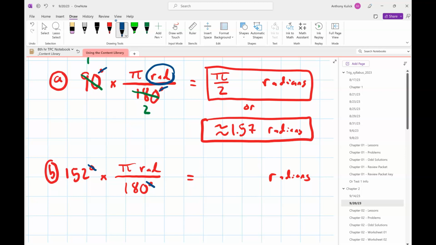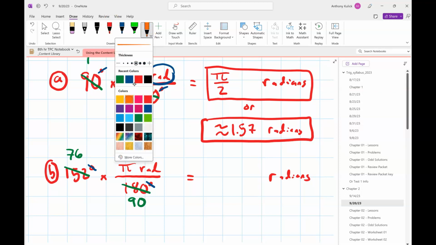So the degrees cancel. And then if I want to reduce 152 over 180, I'm going to look for a common divisor between the two. Does anyone see a common divisor between 152 and 180? 2. Well, let's start there because that's easy to see, right? Past that maybe is kind of tough. 152 divided by 2 is going to be 76. 180 divided by 2 is 90. Now, if I look at 76 and 90, do we see a common divisor there?